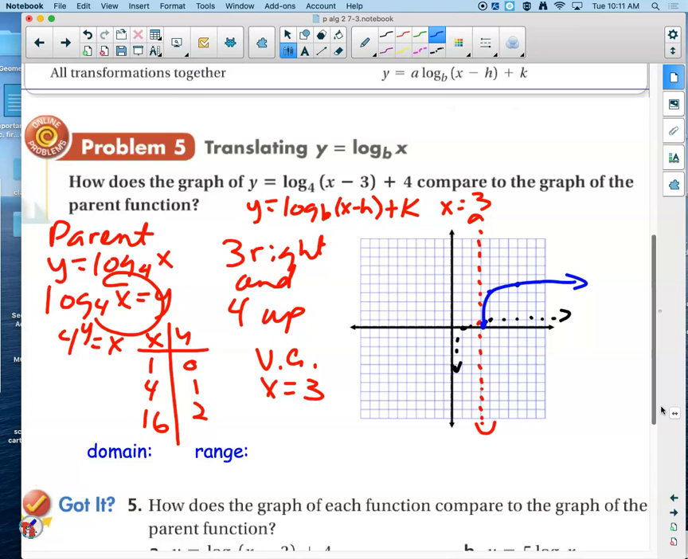What's our new cutoff? Can it be 3? No, that's an asymptote. So it's going to be x is greater than 3. Did it change the range to have that 4 in the back? Still going up and down forever, isn't it? So all reals.